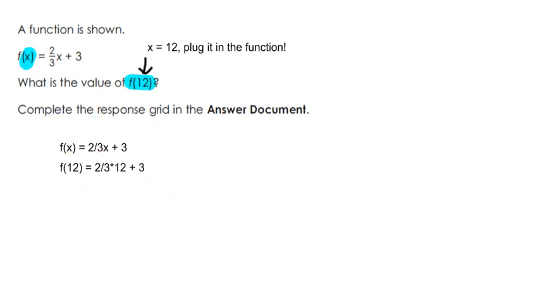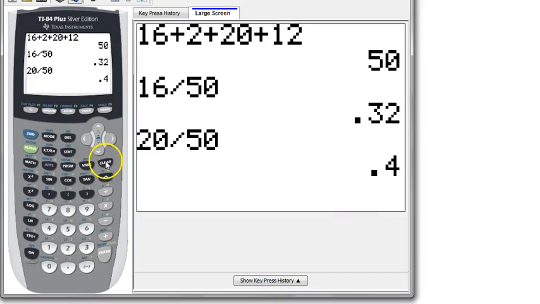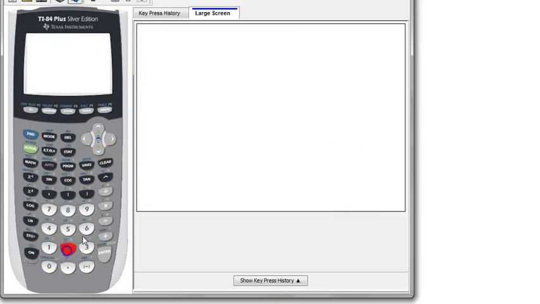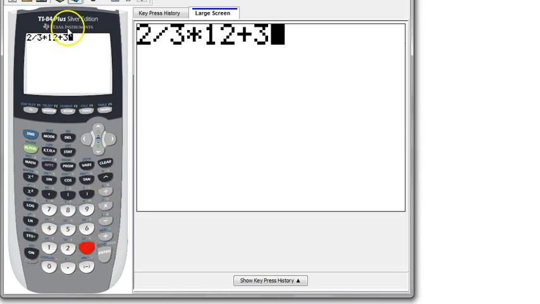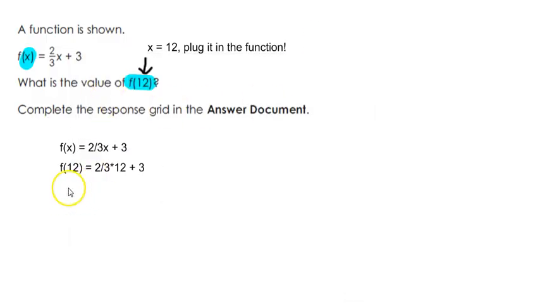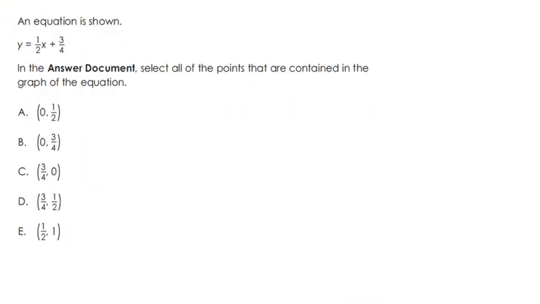And from there, you are more than welcome to go back to your handy calculator, 2/3, and you could do it like this, times 12 plus 3. You could also, just to be very safe, put it in parentheses. Either one is good. You push enter, and it will give you your answer for you. So f of 12 is 11.